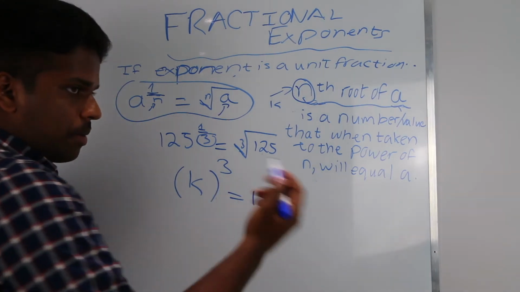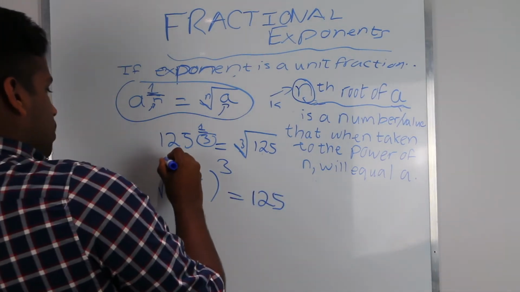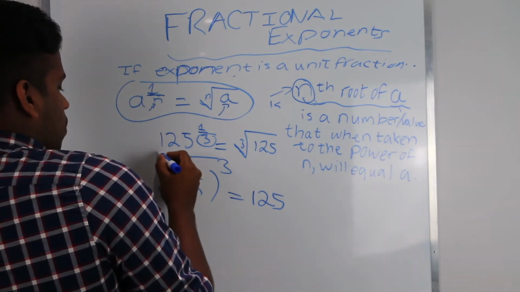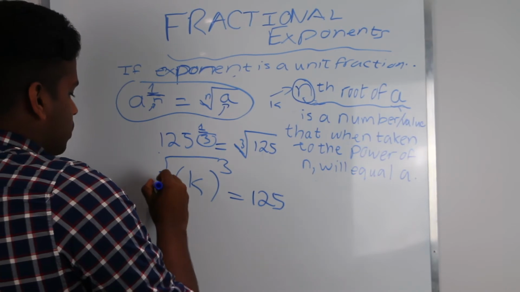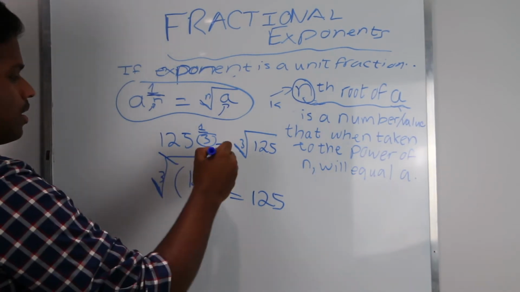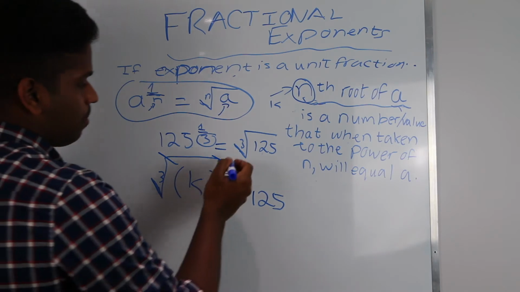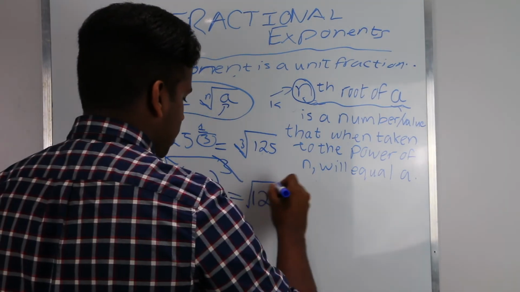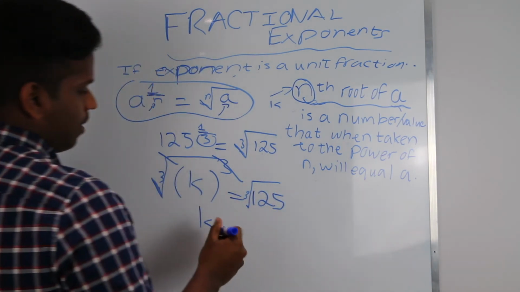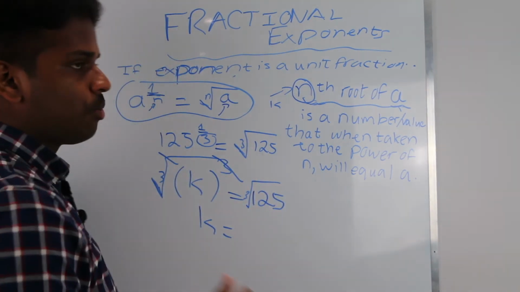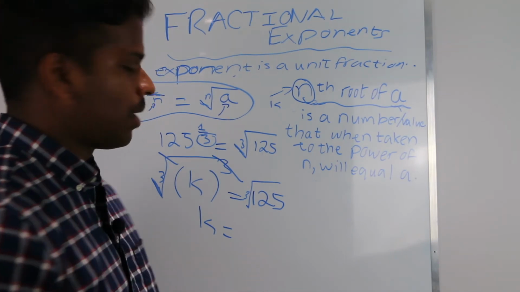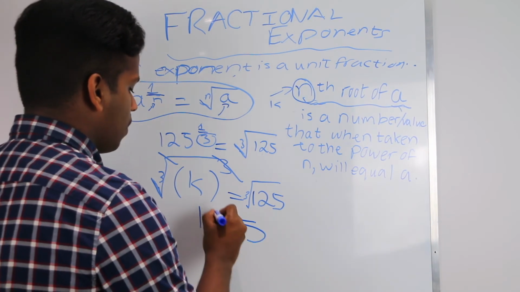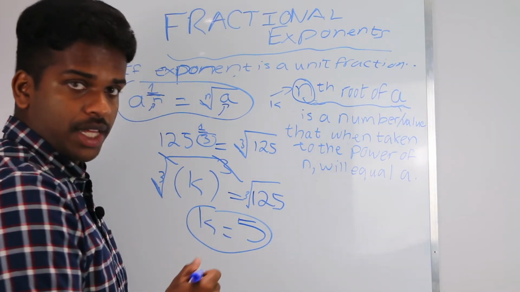How would we isolate k? We would do the opposite operation, so we do the cube root. Since we did the cube root, the cube root and the cubed, or the power of 3, cancel out, so k is by itself. What we do to one side, we do to the other side. So k equals the cube root of 125. What is the cube root of 125? If you plug it into your calculator, you will know that it is 5.